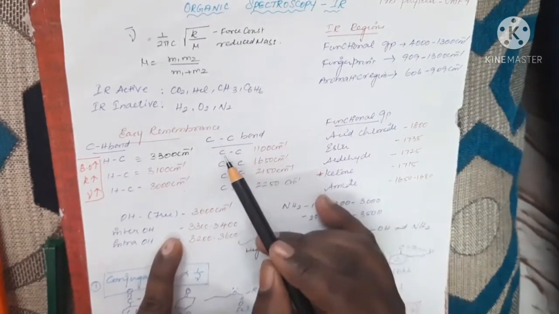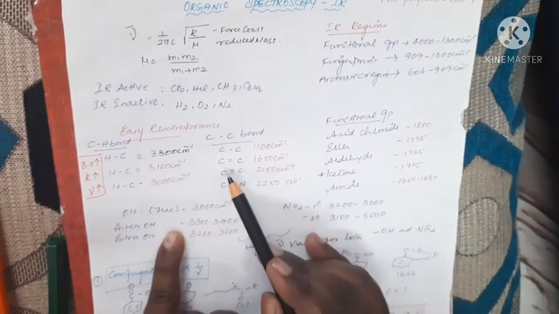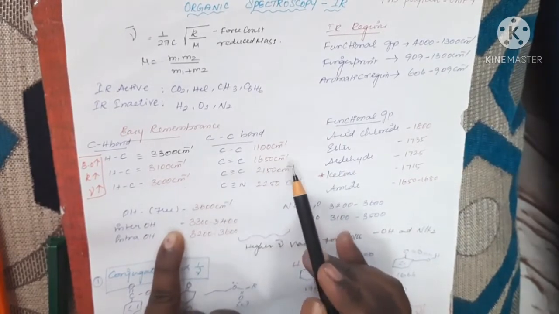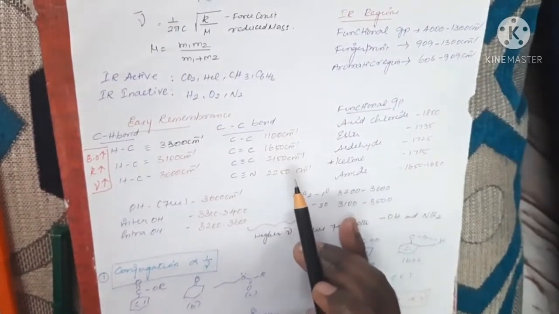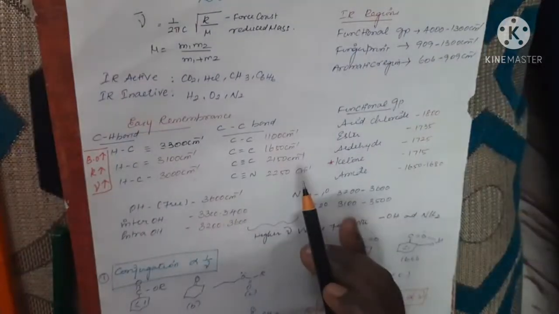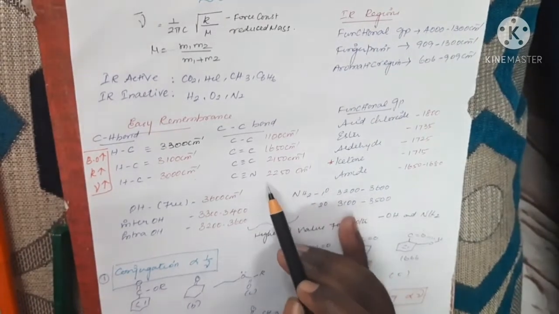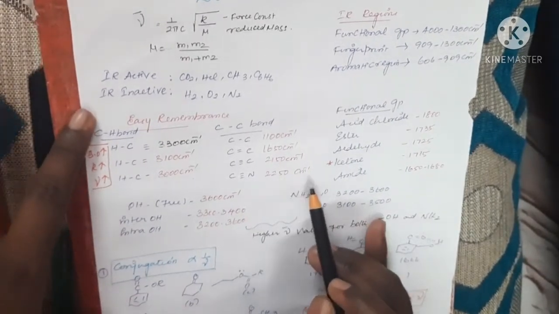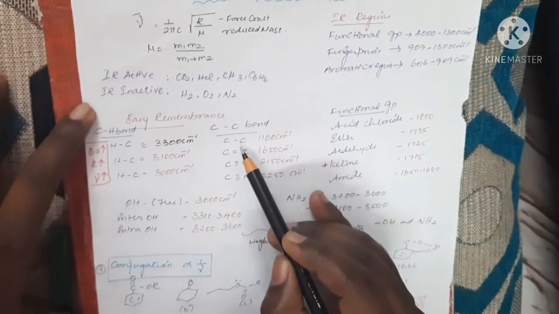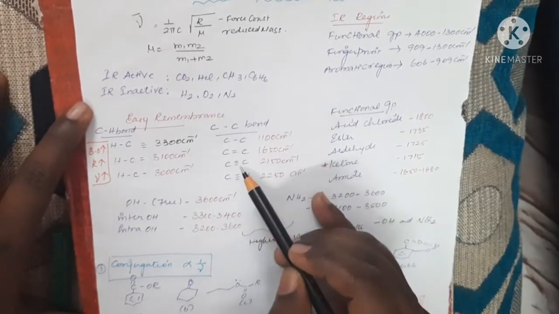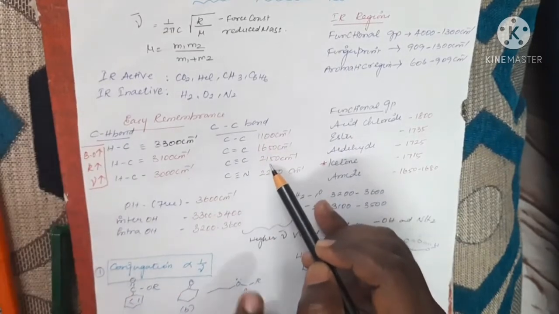See here, C single bond C is 1100 centimeter inverse, C double bond C is 1650 centimeter inverse, C triple bond C is 2150 centimeter inverse, and then C triple bond N is 2250 centimeter inverse. The same applies here, as I said. From single bond to triple bond, the value increases from 1100 to 2150.